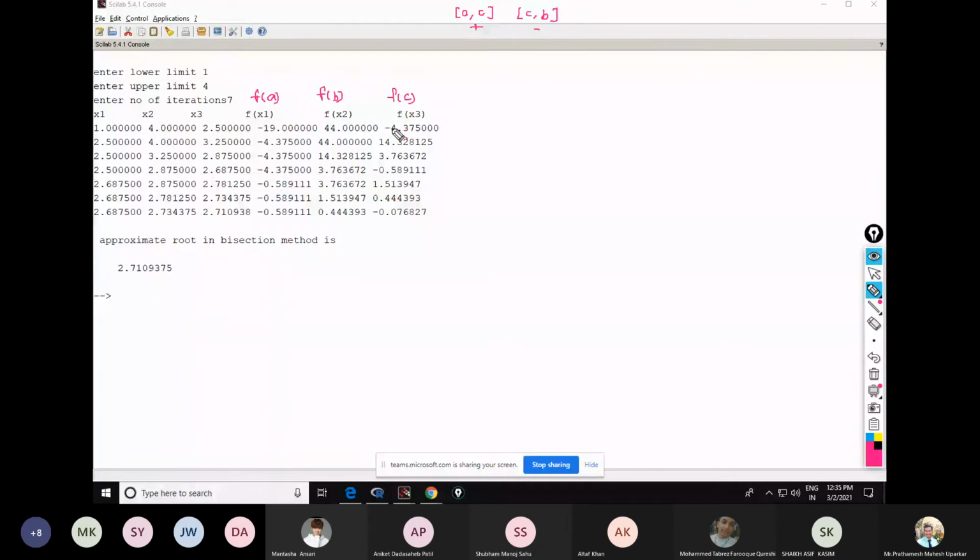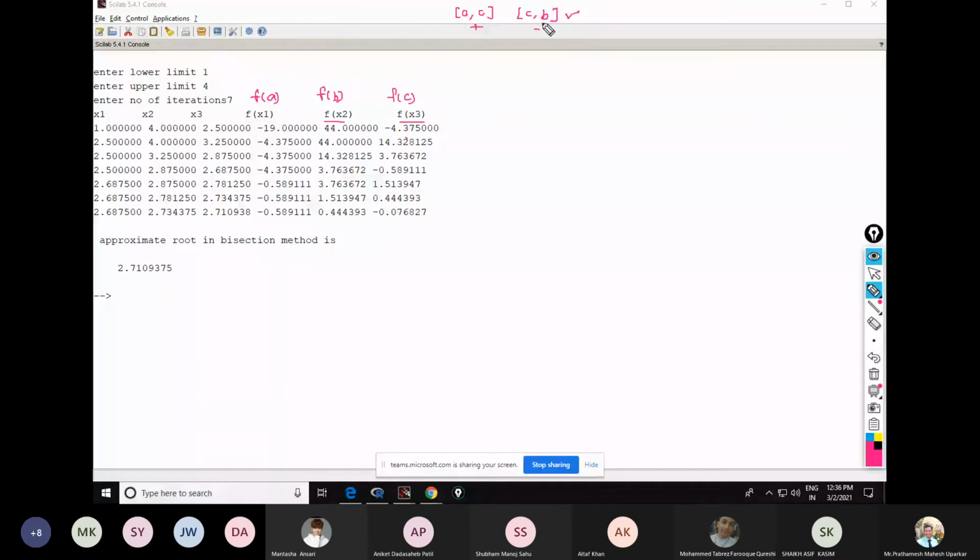Yes students, are you getting this? -19 into -4.7375, the answer will be positive. I am not interested in what the answer is, I am interested only in the sign. In this particular interval, f of x1 and f of x3, is the answer positive or negative? It is negative. So I have to choose the interval C to B.